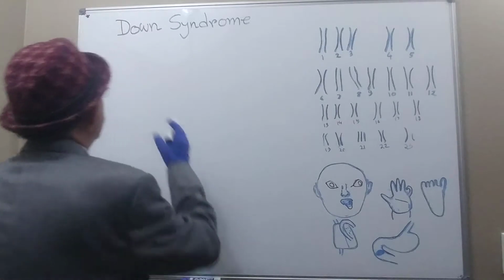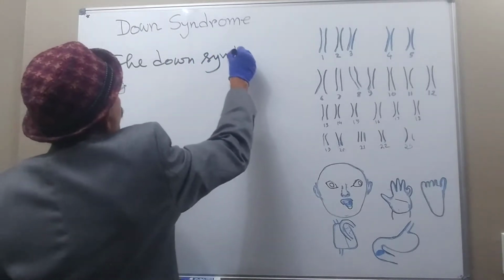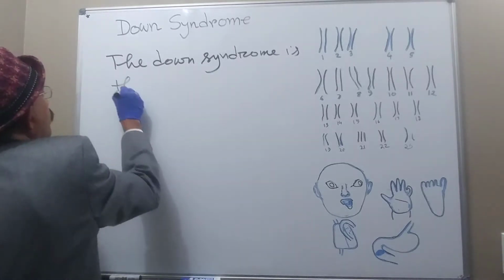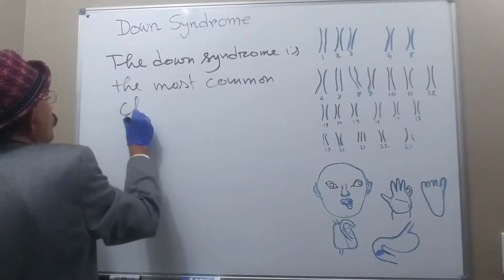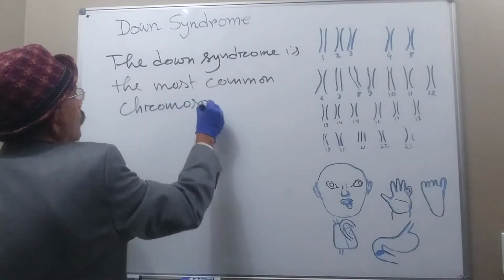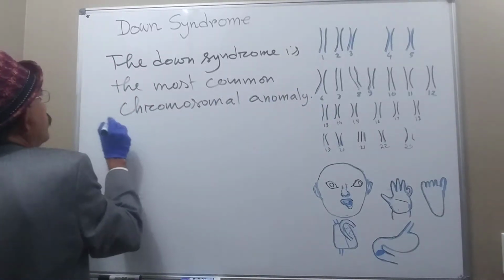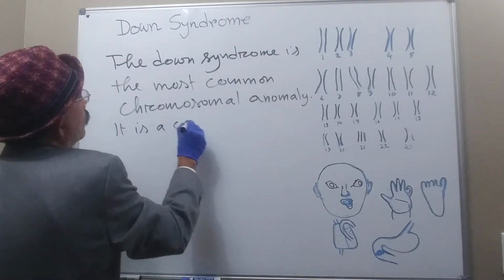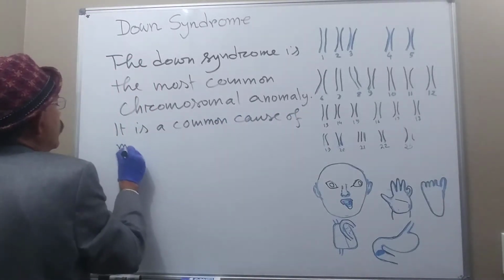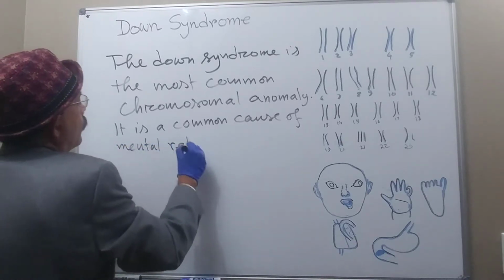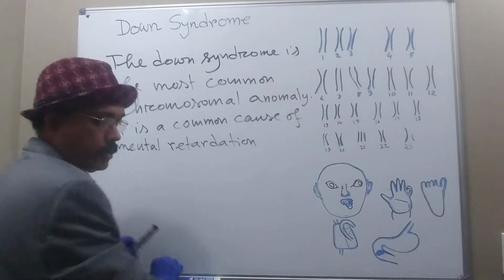So, Down syndrome is the most common chromosomal anomaly. It is a common cause of mental retardation. We got Down syndrome.